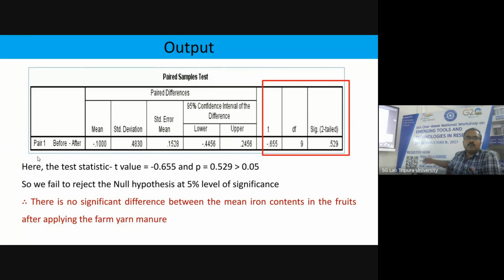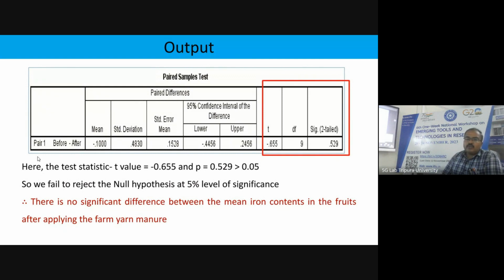Now obviously this 0.529 is much higher than 0.05. So we have to accept the null hypothesis; fail to reject the null hypothesis at 5% level. This 5% level you have to mention, okay, because otherwise they will not be able to understand how you got this 0.05. So you have to mention that.